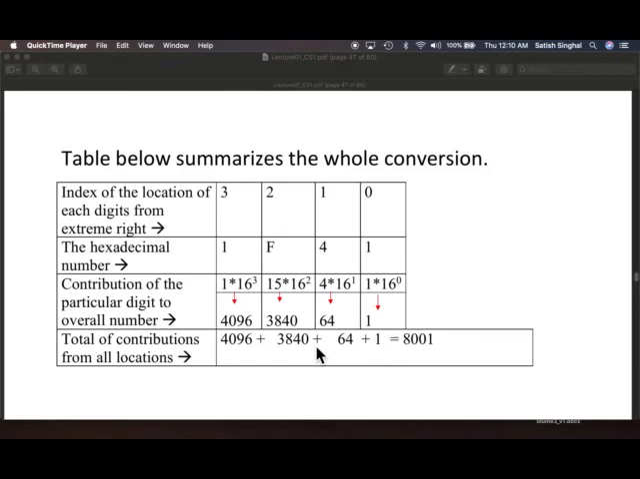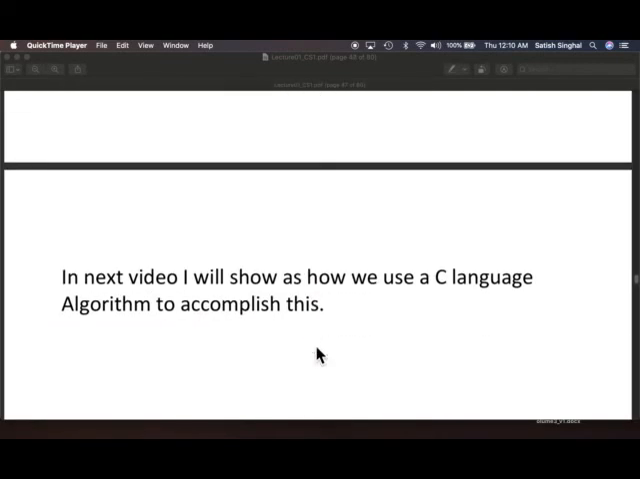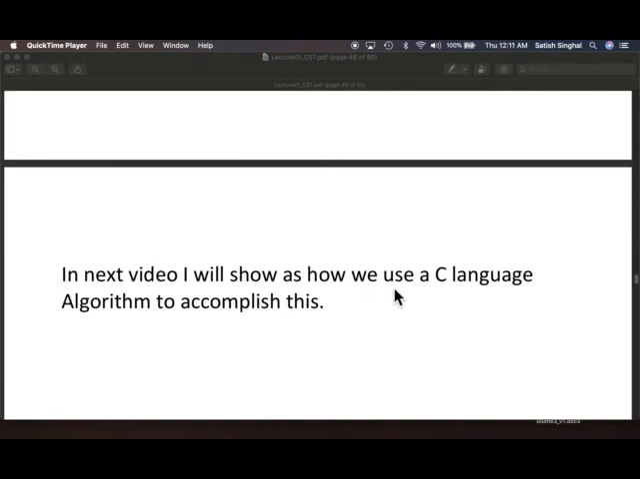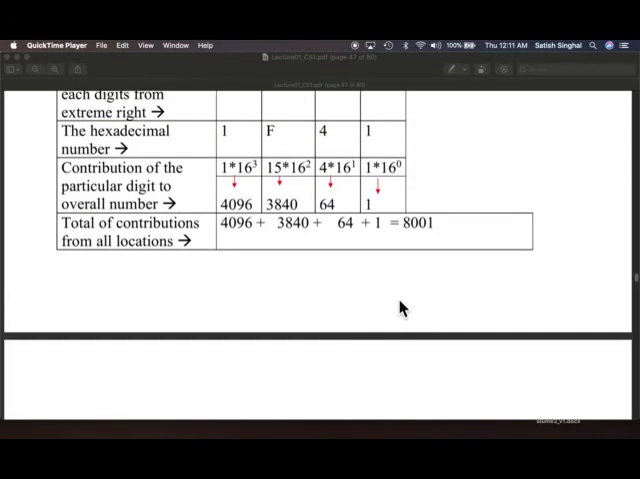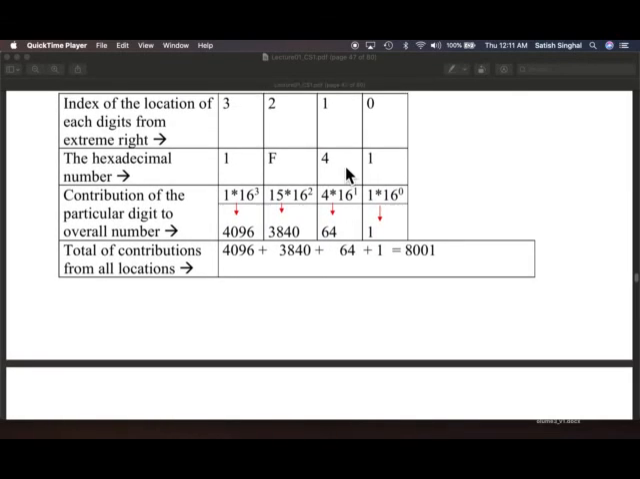Okay, so in the next video, I'll show you how we use a C language algorithm to accomplish this conversion.